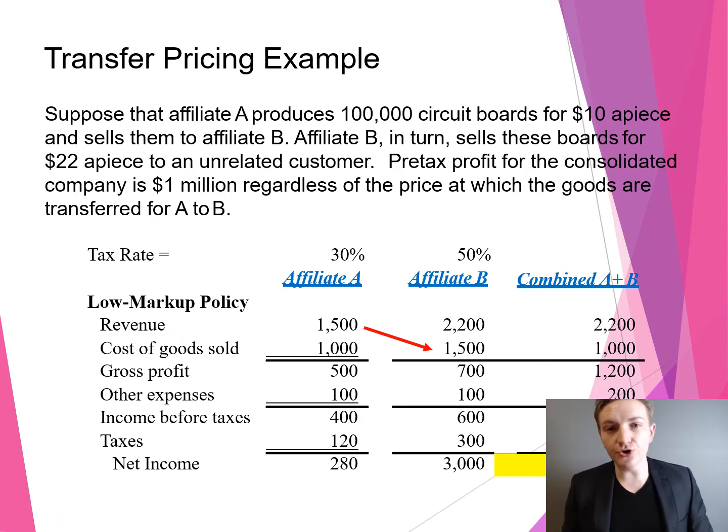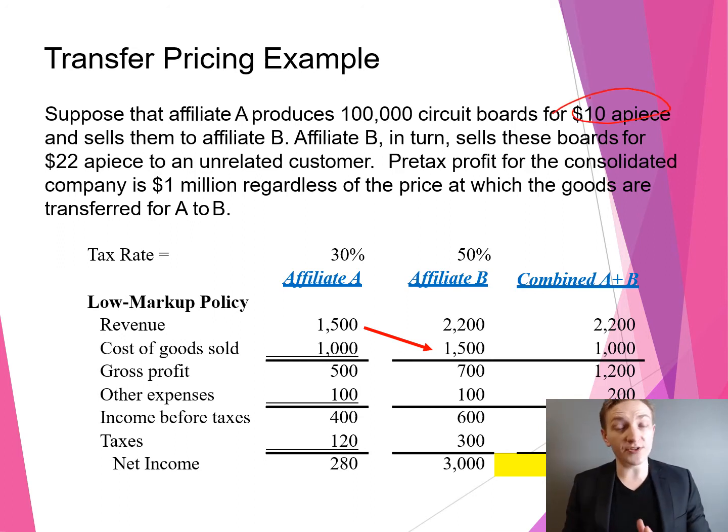The reason we need to do this is we need to give credit to the company that has manufactured the goods, and we need to expense the company that has taken the goods. Otherwise, you end up with a very messy transfer between subsidiaries, and you can't account for who has actually performed better. So suppose these subsidiaries are doing circuit boards. Affiliate A produces circuit boards. It can produce them at a cost of $10 per circuit board.